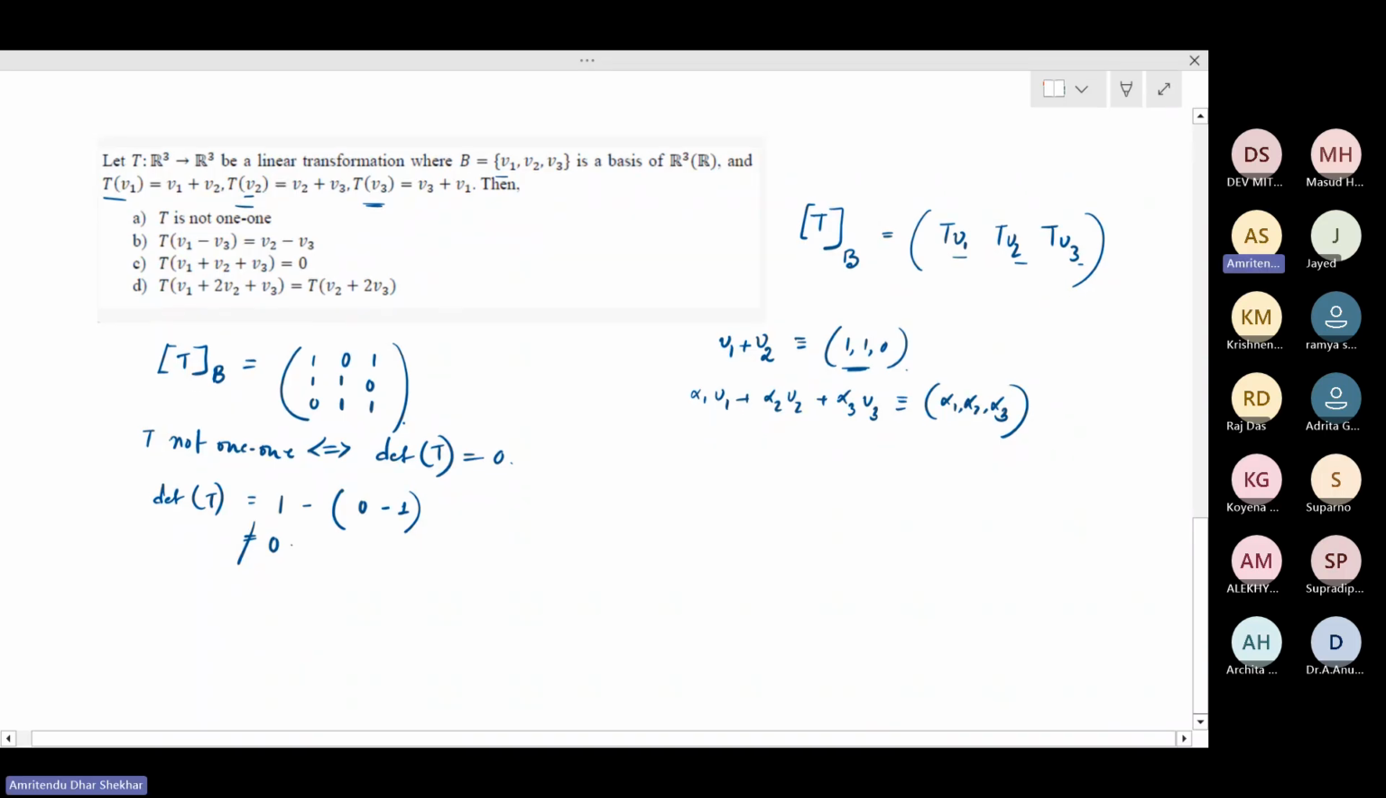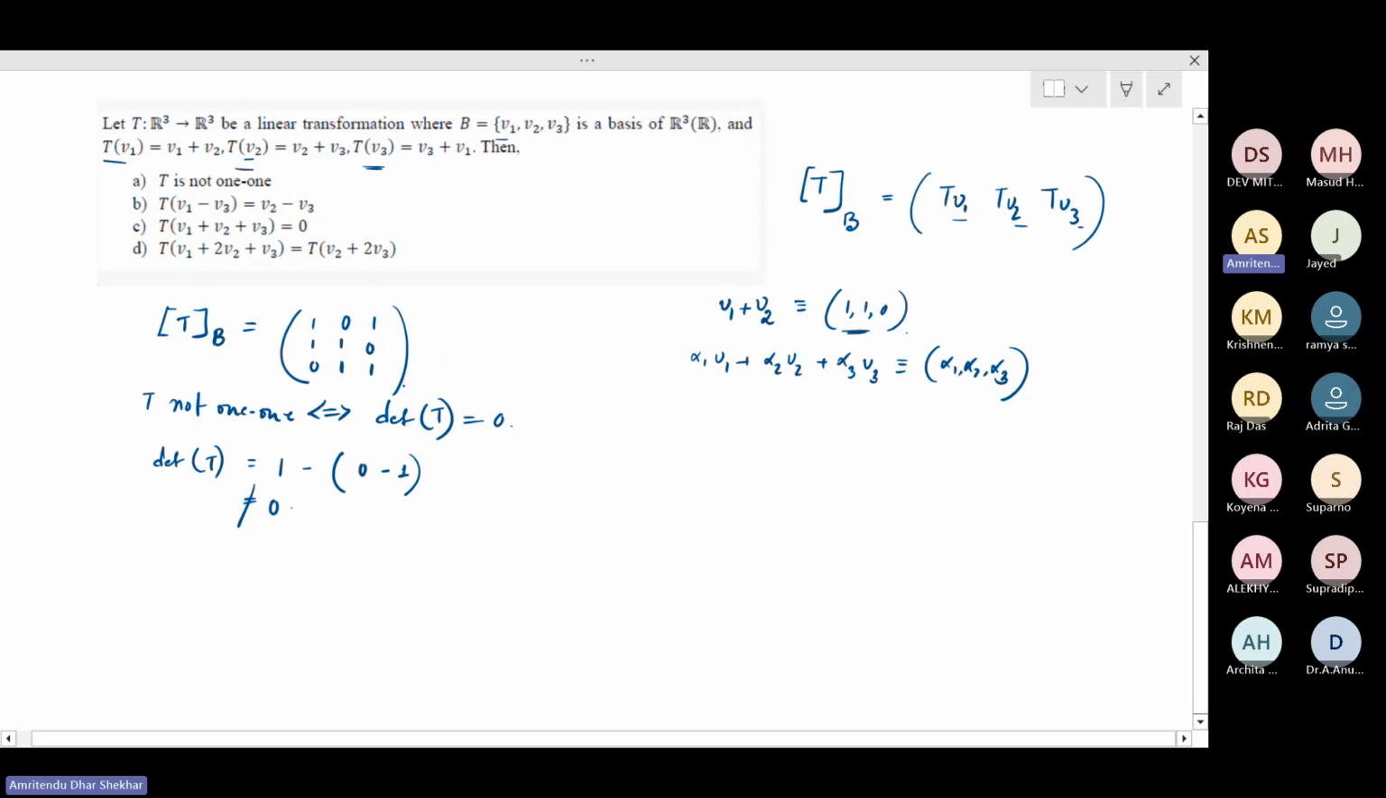So now you have to check the options. Let's say you want to check what is T of V1 minus V3. To check this, it suffices to look at the matrix, which is 1, 0, 1, 1, 1, 0, and 0, 1, 1.